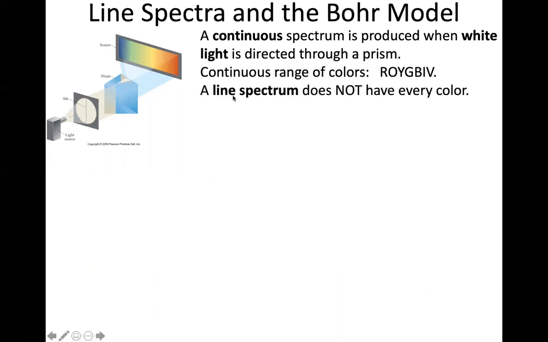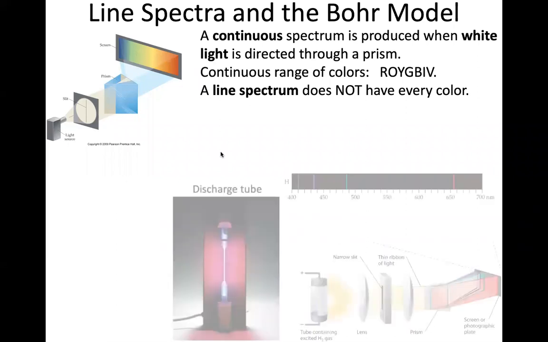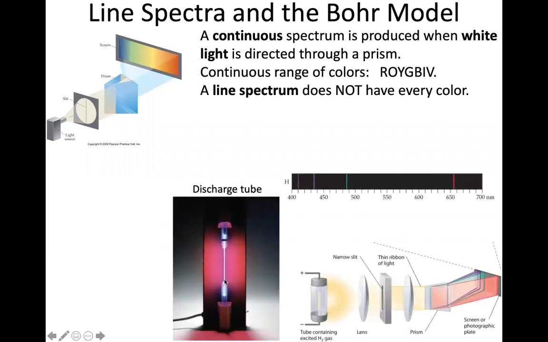A line spectrum is one that doesn't give you all of the colors. It gives you certain specific colors. Now, how might you get a line spectrum? Something like this. If you take gas, like hydrogen gas, you put it in what's called a discharge tube here. You send electricity through that. If you take the emitted light from that and send it through a prism, now what you find is it breaks apart into specific colors. That's what's being shown here.